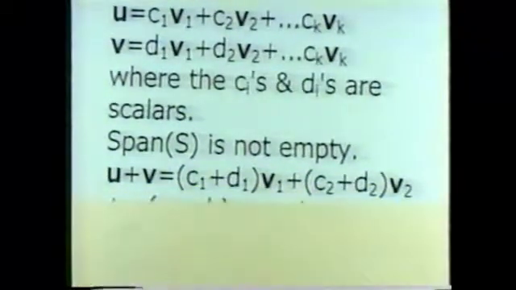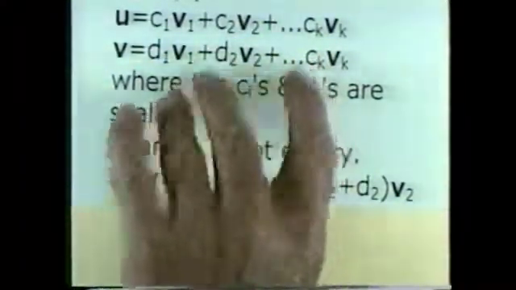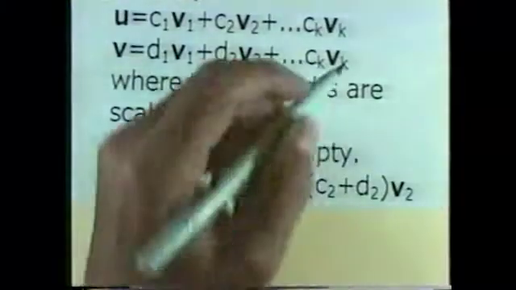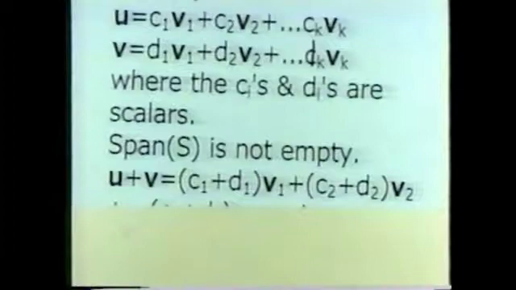Now let's look at U plus V. To add U plus V, I just add the like terms, the like components. So U plus V would be (C1 plus D1) V1 plus (C2 plus D2) V2 out to (Ck plus Dk) Vk.